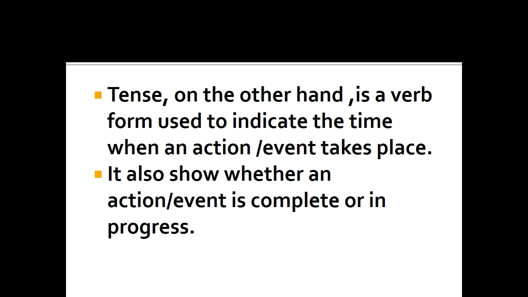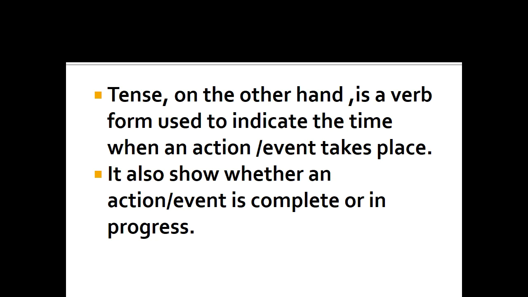Tense, on the other hand, is a verb form used to indicate the time when an action or event takes place. So in another way, we can say tense is used to relate the event or happening described by the verb to a time scale in the past or present. When we talk of tense, we mean the changes in the form of the verb to indicate time. So basically, English has two tenses, the present tense and past tense.